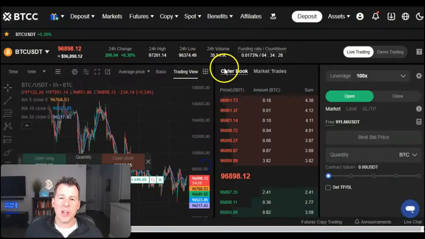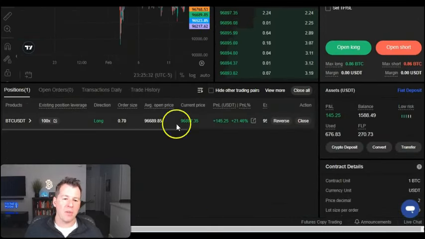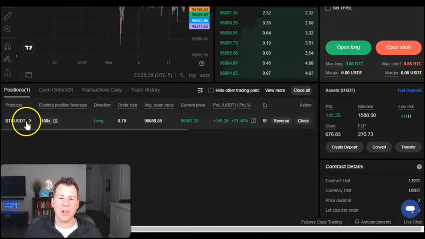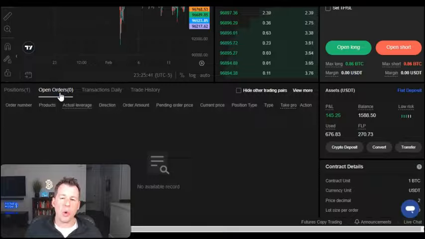Now to see the position in the order book, we're going to scroll down right here. Positions refers to active positions that have been filled, just like this BTC long position with 100x leverage. Open orders are orders that are outstanding and have not yet been filled, like a limit order which hasn't hit its trigger price.